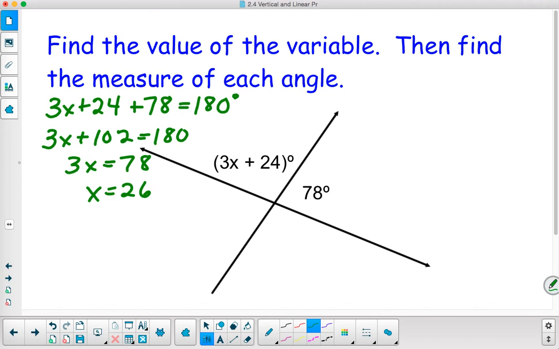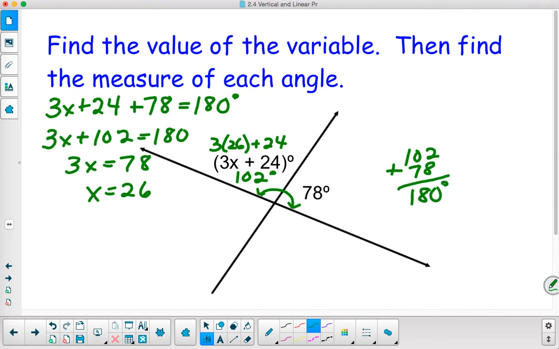I'll substitute in and make sure that I did this right. Okay, so 3x, 3 times 26 plus 24. How many degrees is that angle? 3 times 26 plus 24, 102. 102 and 78 together is 180 degrees. So I did that one right. Supplementary angles because they're a linear pair.